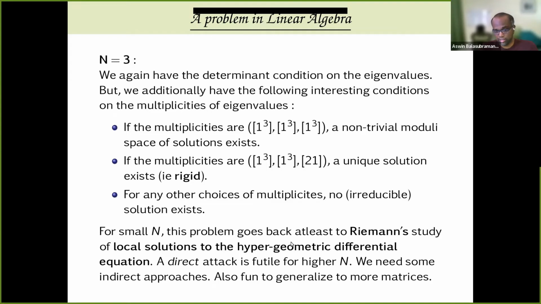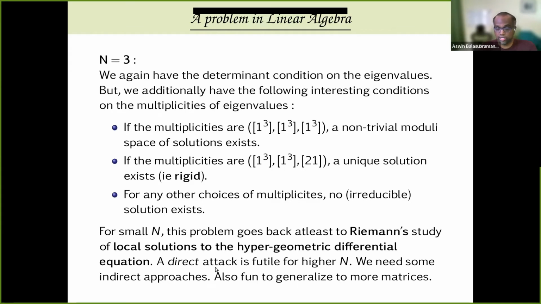So for small n, the results I just outlined to you actually go back more than 100 years, at least to Riemann's study of local solutions to the hypergeometric differential equation. The solutions are written in terms of what are called Gauss hypergeometric functions. If you've played with them in some course on ODEs, there's a complicated story of how they transform under monodromies and so on. Riemann studied this problem, and he was secretly using the fact that the corresponding local system had this rigidity property that I was talking about.